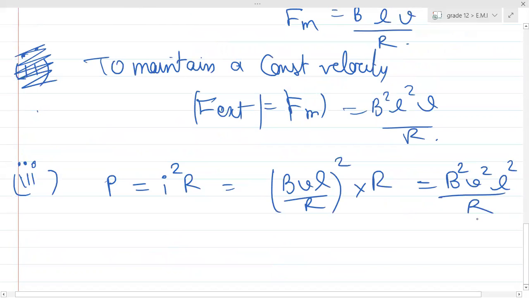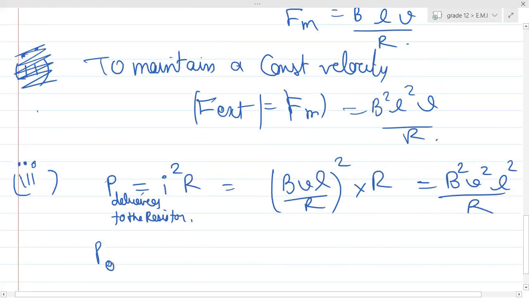Acha, tell me who is providing this power? Is there a battery here? Power delivered to the resistor.